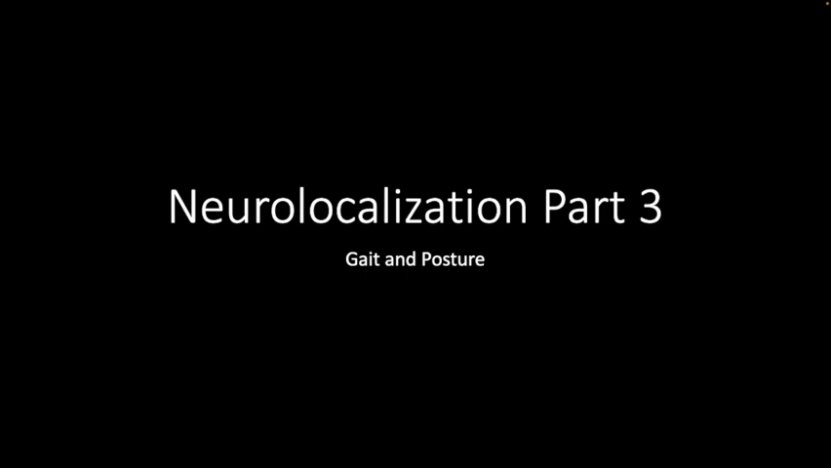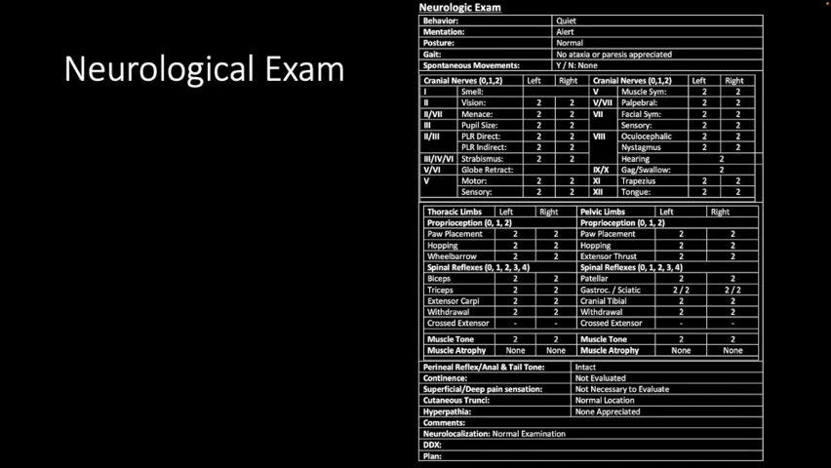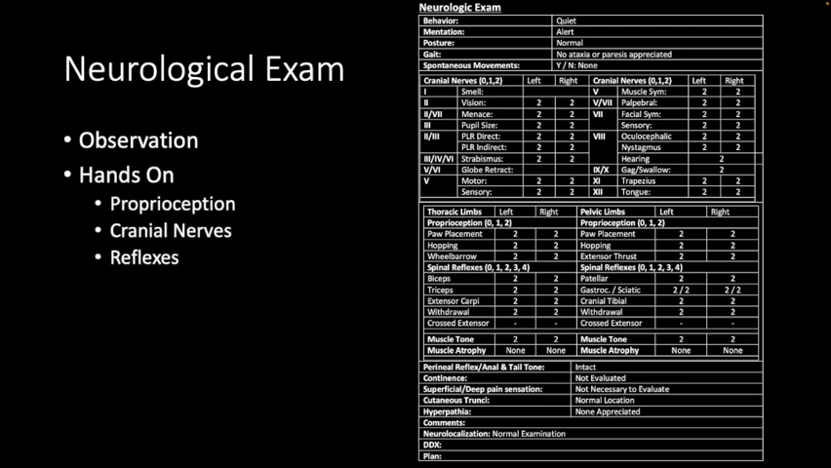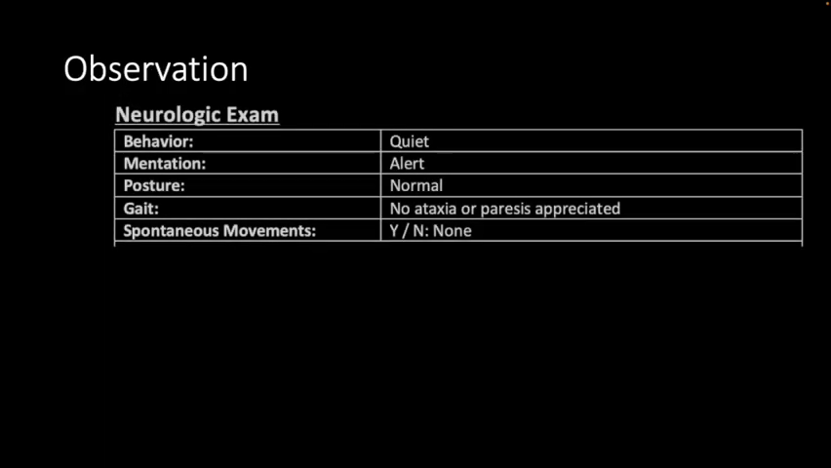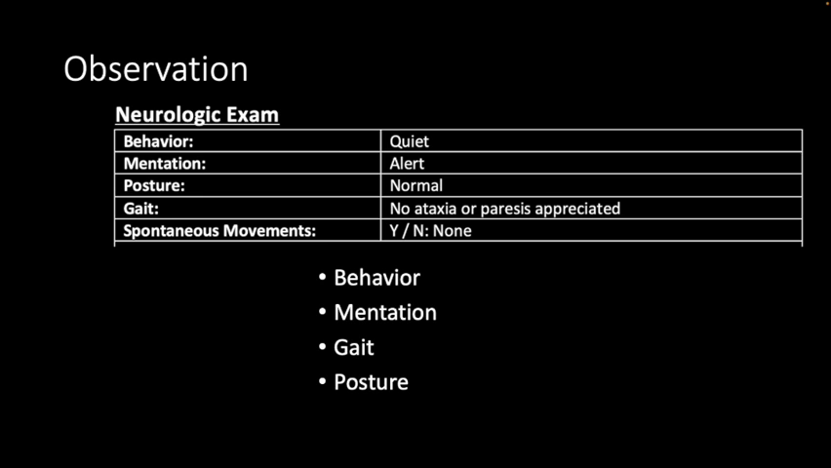This will be part 3 of the Neurolocalization lecture series, and we'll cover gait and posture when it comes to the neurologic exam. I like to break it up into 2 parts. There are the things that can be observed and things that need hands on the patient, such as proprioception, cranial nerves, and segmental spinal cord reflexes.